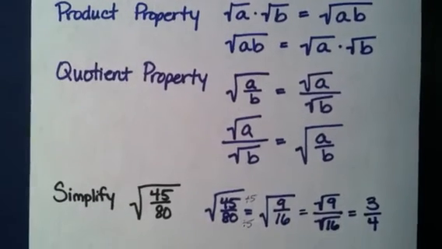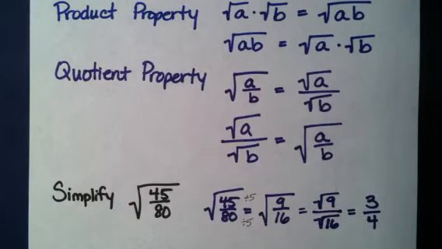Okay, let's do a sample problem. If we're asked to simplify the square root of 45/80, we can divide both 45 and 80 by 5. The reason I would decide to do it by 5 is because 9 and 16 are both perfect squares. The square root of 9 and the square root of 16 come out to be 3/4. So if we simplify the square root of 45/80, we get 3/4.